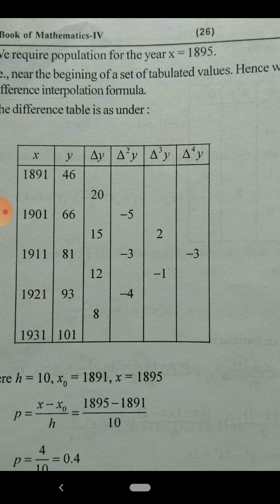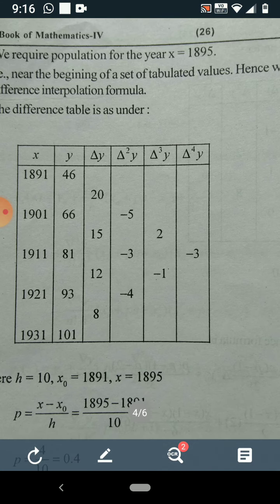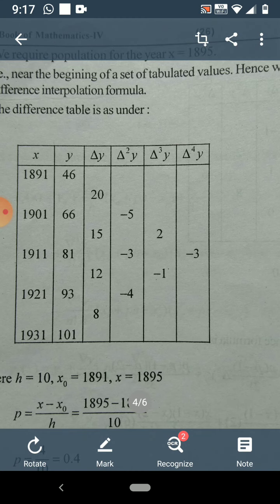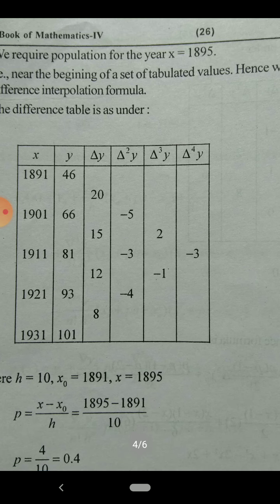To apply the forward difference interpolation formula, we require the value of p. And I have told that p is equal to x minus x0 upon h. What is x? x means the value for which we have to obtain the interpolation value. That means here x is equal to 1895. x0 means the first value of x, that is 1891. And h means the difference between two values of x.